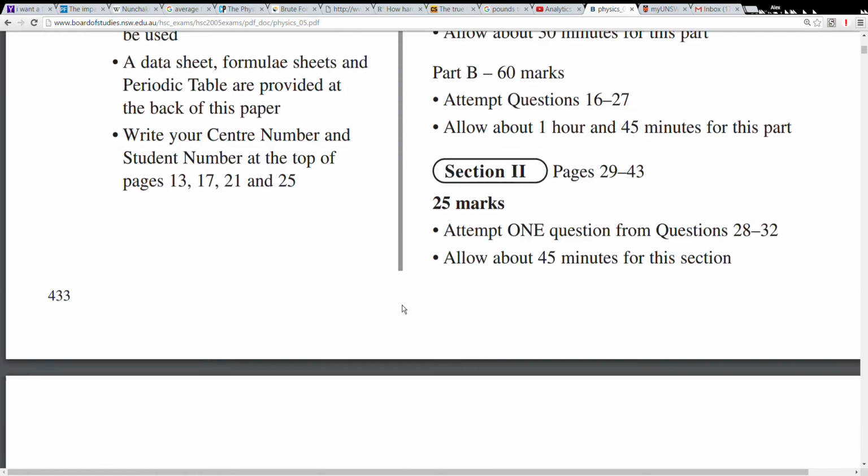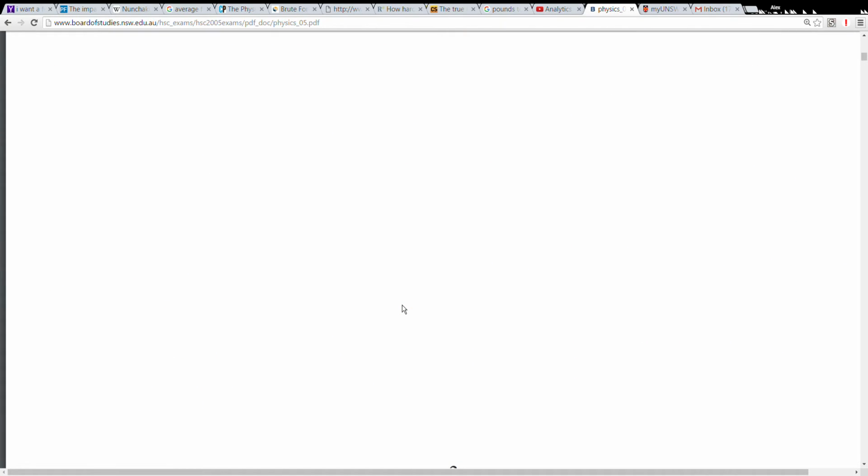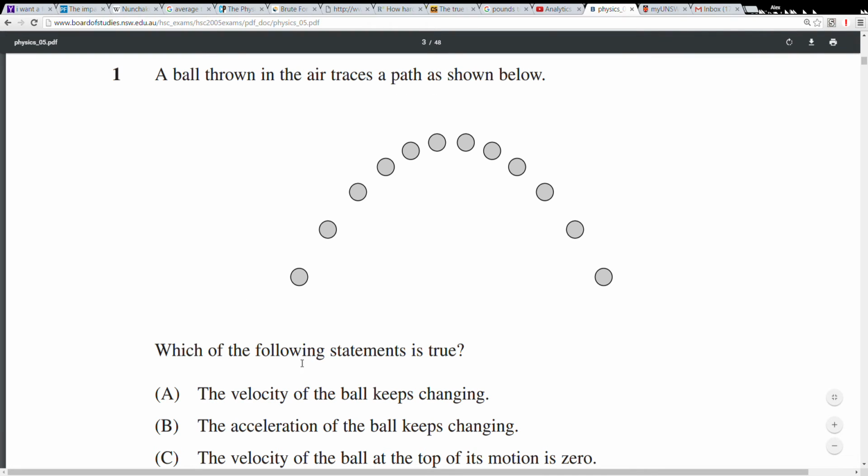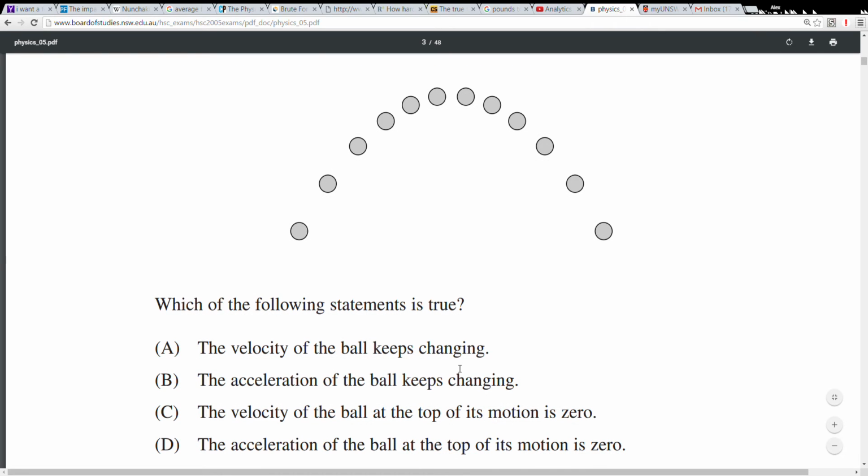Let's do the multiple choice. A ball is thrown in the air and traces a path as shown below. Which of the following statements is true? The velocity of the ball keeps changing. That's true because you can see the distance between each photo is getting shorter and then longer.